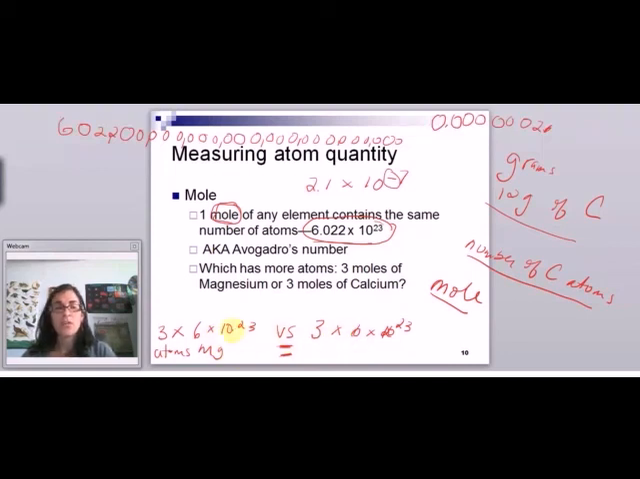So again, coming back to my noodle analogy, this might be spaghetti, and I might count out 1,000 pieces of spaghetti. And this might be macaroni, and I might count out 1,000 pieces of macaroni. So there's the same number of noodles, but this would actually weigh more. So it's just a different way of measuring atoms than weight. All right, so that wraps up this section.